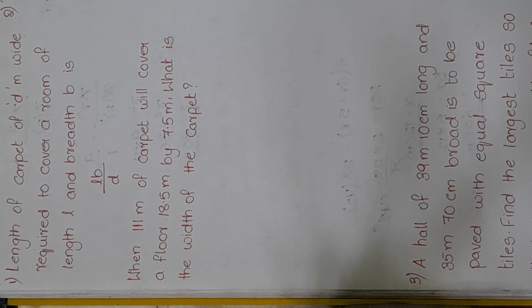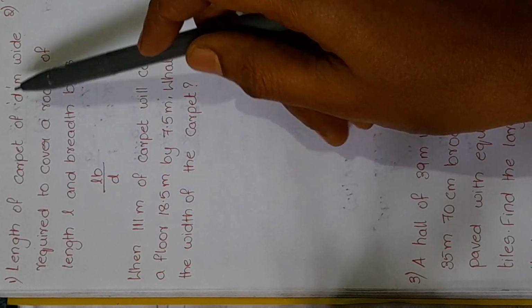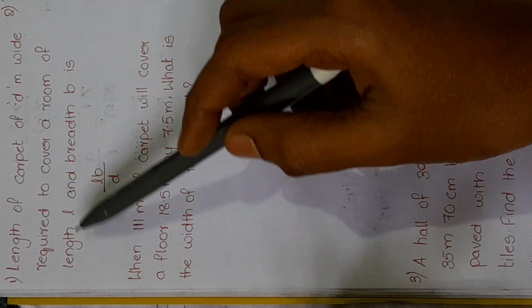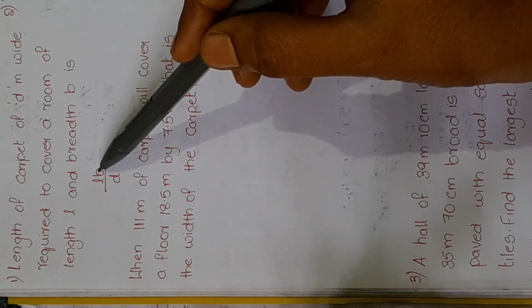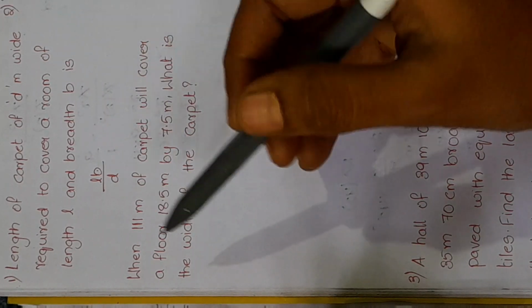Let us see some questions in mensuration topic. The length of the carpet of D meters wide required to cover a room of length L and breadth B is given by the area of the room, that is L into B by width of the carpet. Let us see a question.